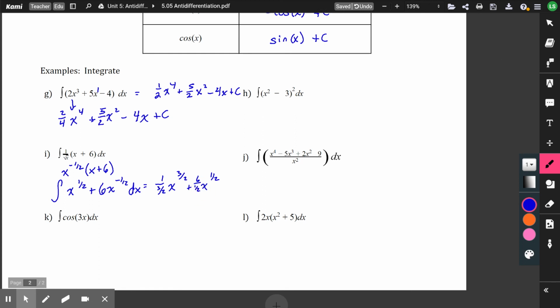So we do have some simplifying to do with those complex fractions. The first one ends up being 2/3 x to the 3/2. And the next one, when I simplify 6 divided by 1/2, we're going to end up with a total of 12x to the 1/2, and include that plus c in there.